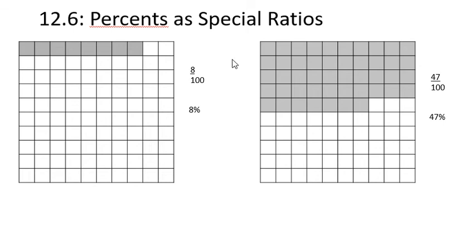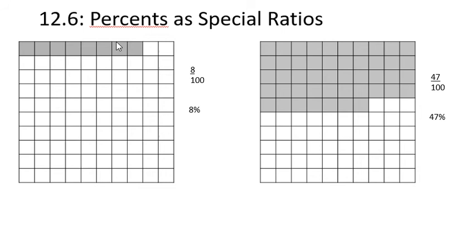Hello, grade 6. Today we are working on Nelson Math, chapter 12, section 6, percents as special ratios. Those of you who know the Latin-based languages like Italian or French or Spanish or Portuguese, and there are others, you know that the word percent means for every 100. So per meaning for, and cent meaning 100.